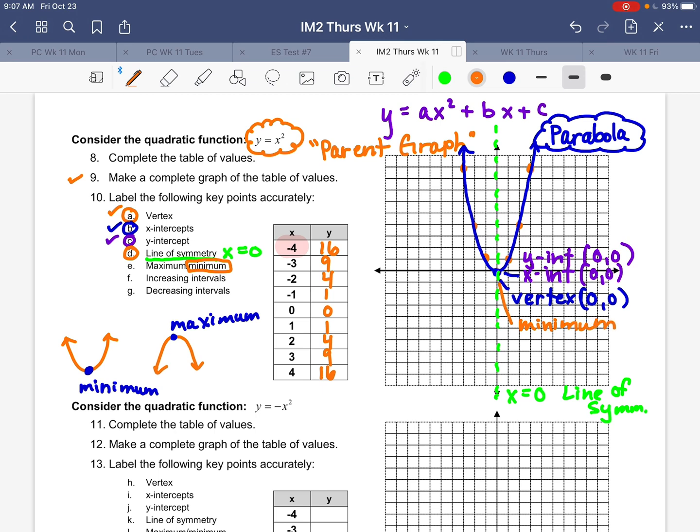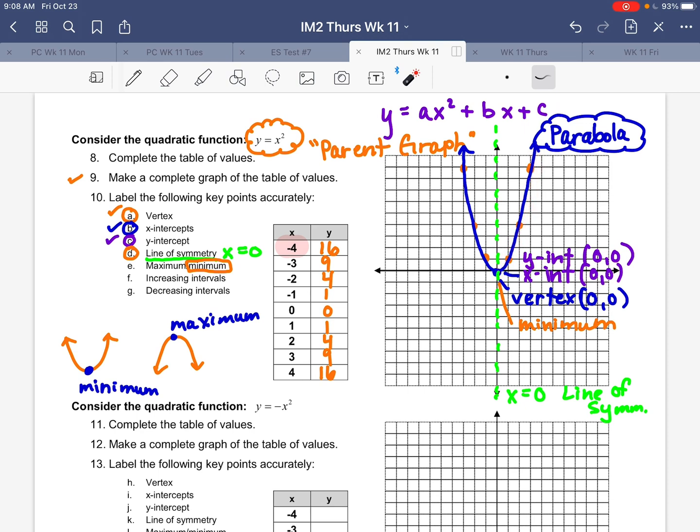Now the last part, increasing and decreasing. In Integrated 1, you guys learned about graphs that increased with a positive slope or decreased with a negative slope. Well, parabolas are doing both. We are decreasing for this portion of the graph until we hit the origin, and then when we hit that minimum value, we start to increase.